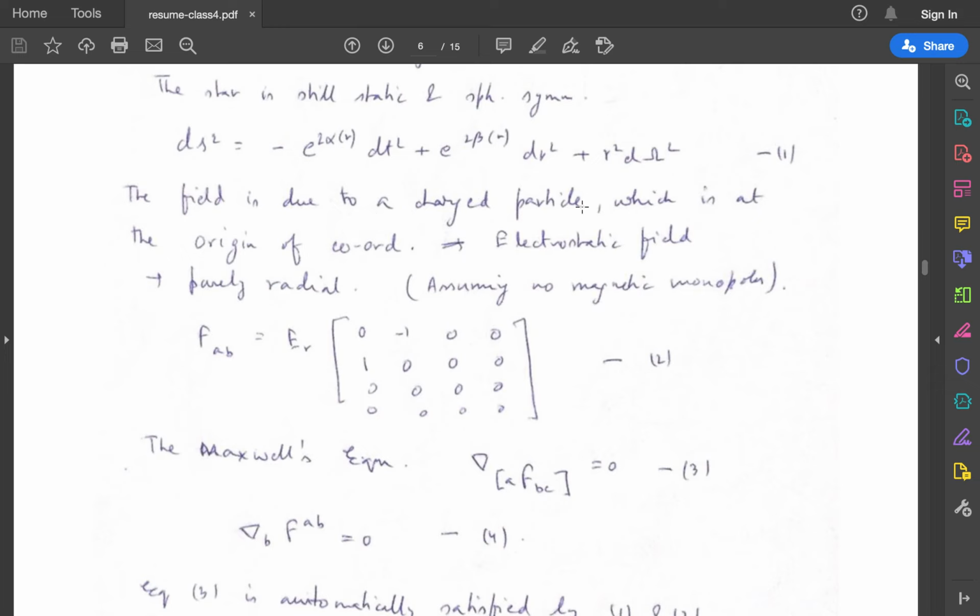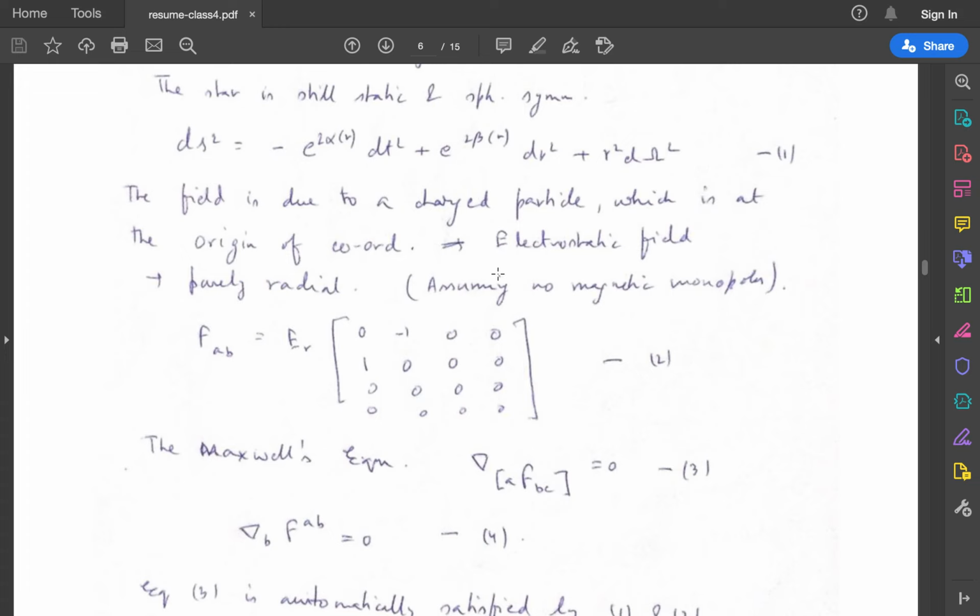So what can we think of this charged particle? We have a charged particle at the origin of the coordinates, which gives rise to an electrostatic field. Let us assume this field due to the charge at the origin to be purely radial, assuming that there is no magnetic pole. If there are magnetic monopoles, there will be a bit more complication, but it is not hard to calculate. But we will not do that. We are assuming that there are no magnetic monopoles.